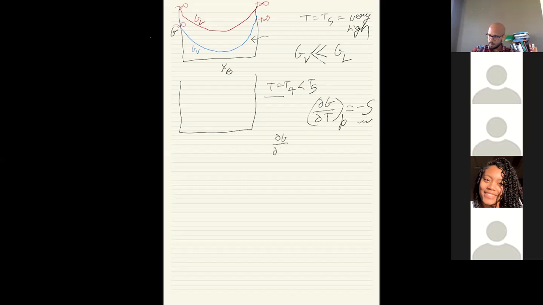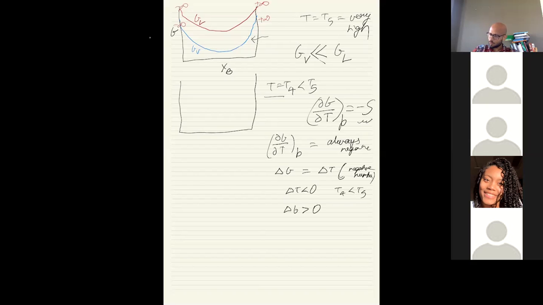So partial G by partial T at constant P is always negative. It means that the change in G multiplied by the change in T is a negative number. So if delta T is negative, that is T4 is less than T5, then delta G must be positive. The sign of delta G must be the opposite of the sign of delta T. So you had the right answer, but the logic has to be a bit more rigorous. So both will go up.